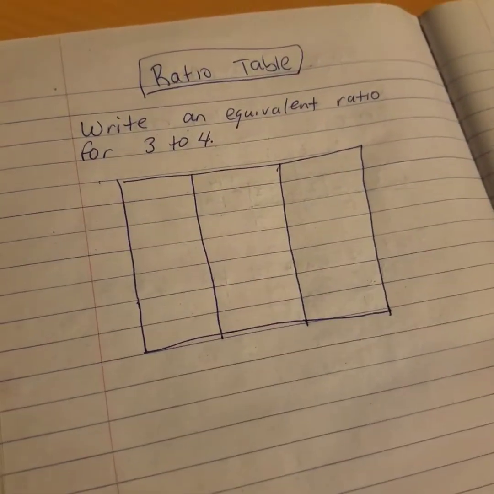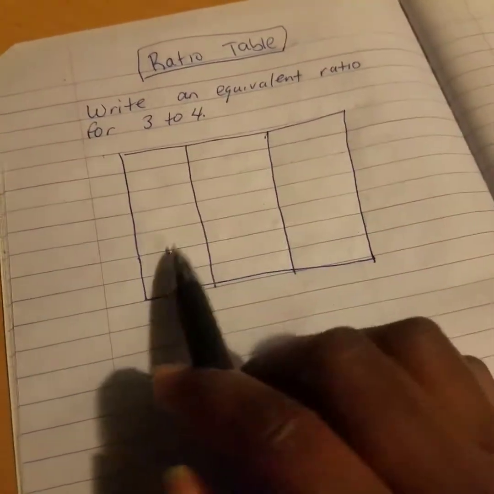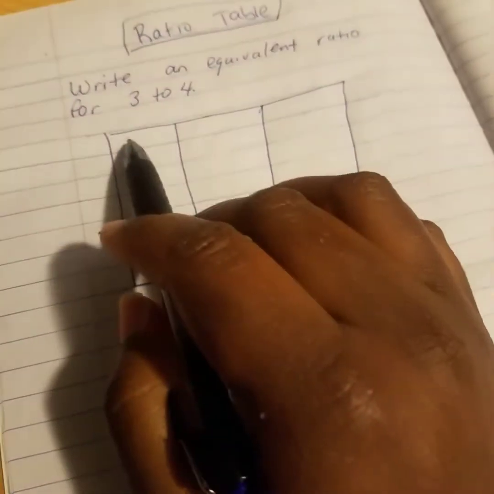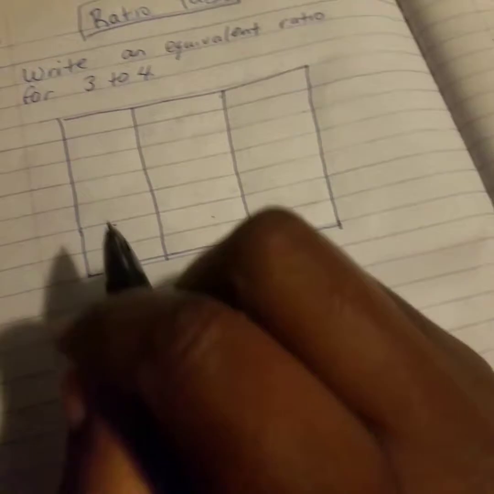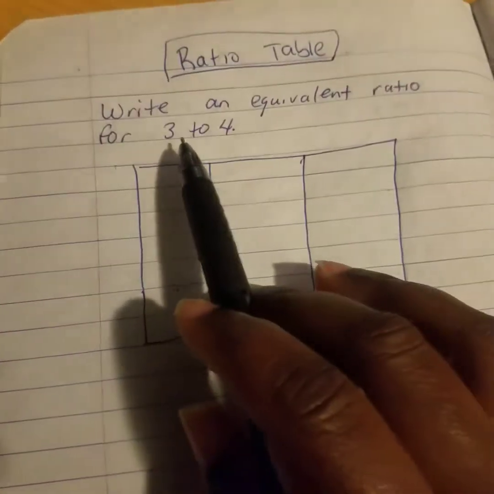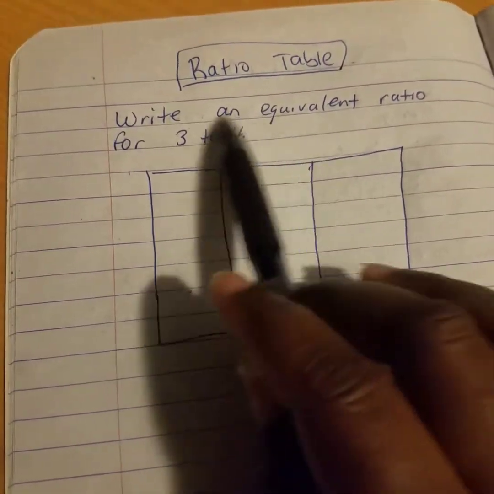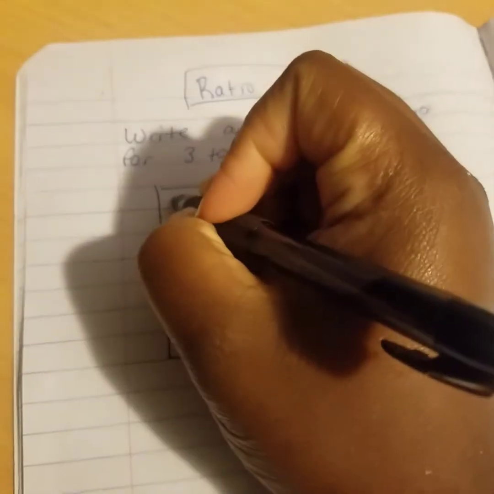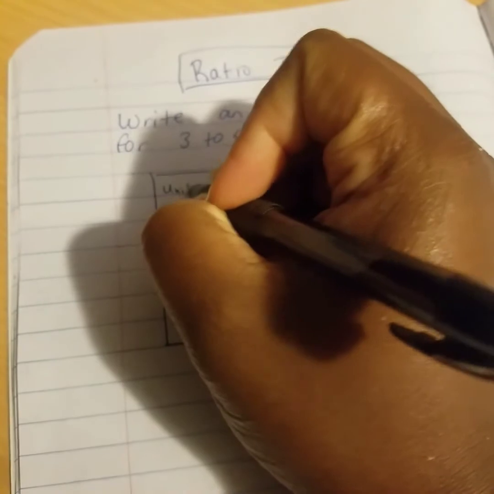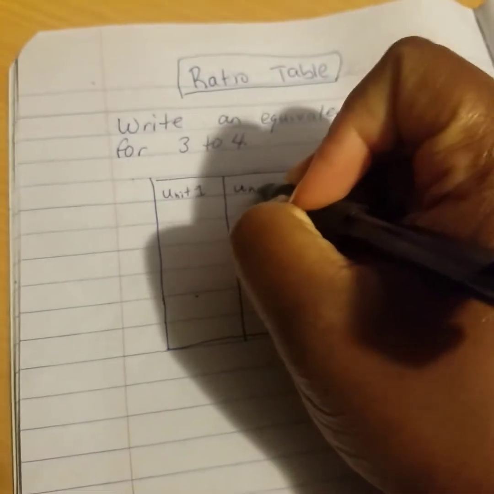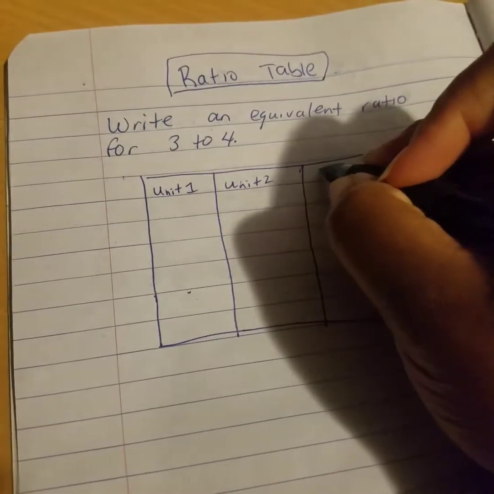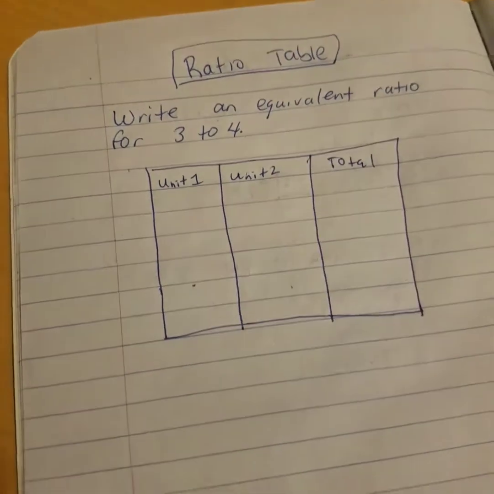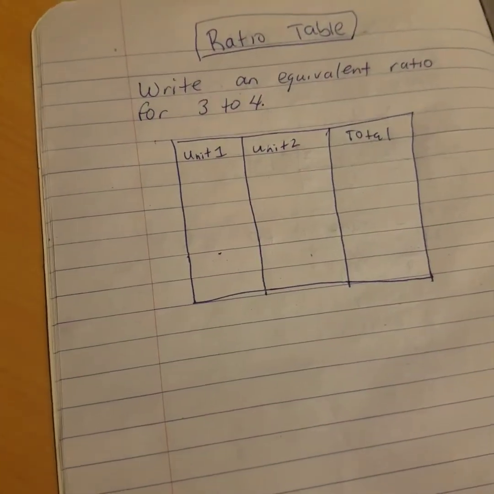So when we're creating our ratio table, we always need to have 3 columns. We need quantity 1, quantity 2, and then a total. Because our quantity is not really described as anything, it's just the number ratio itself, we can just put unit 1, unit 2, and total, because we don't have actual units right now.